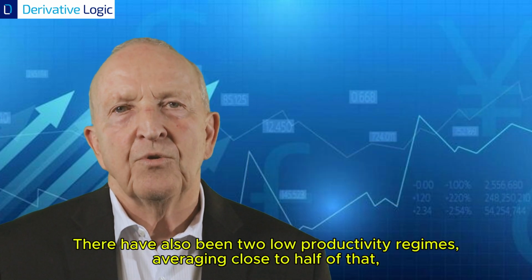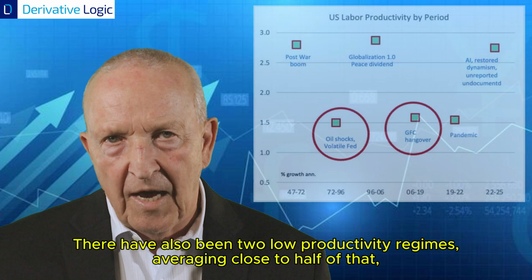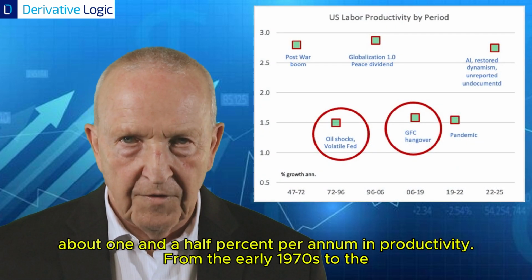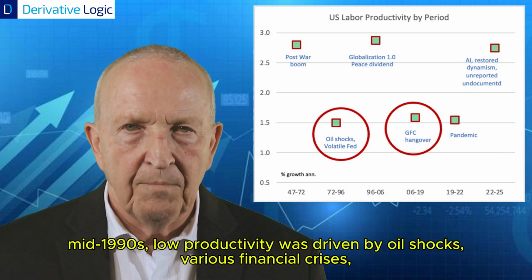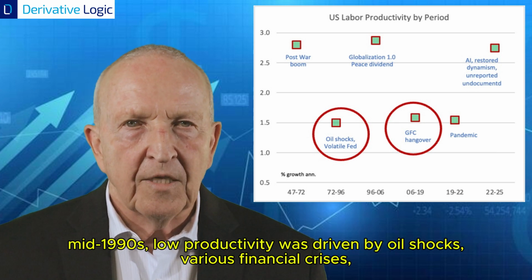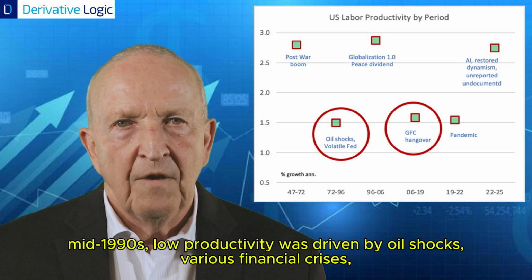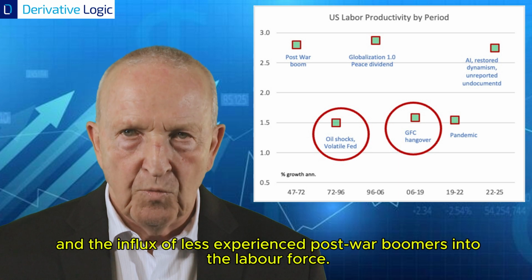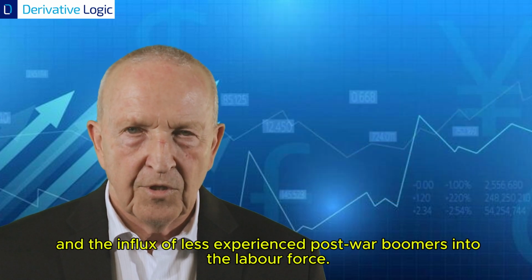There have also been two low productivity regimes, averaging close to half of that, about 1.5% per annum in productivity. From the early 1970s to the mid-1990s, low productivity was driven by oil shocks, various financial crises, and the influx of less experienced post-war boomers into the labour force.